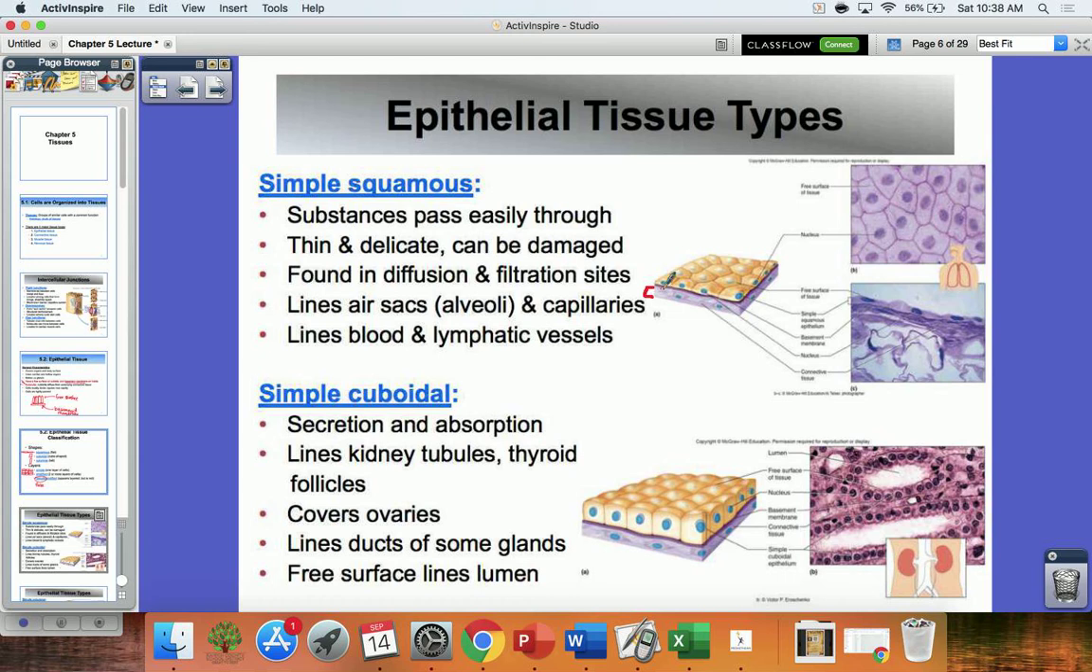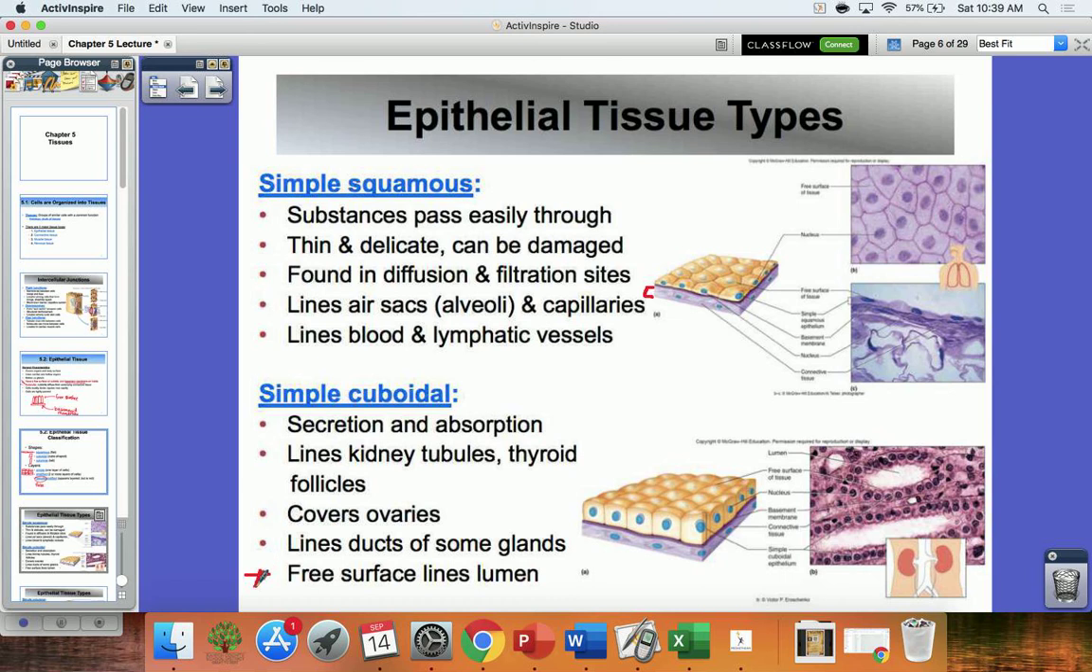Next, we have simple cuboidal. Again, kind of think about what that should look like. Since it's simple cuboidal, it should be one layer of cube-shaped cells. And so this is going to be also thin, but we find this in places like our glands. And it says free surface lines the lumen. That's this last bullet here. So we have our glands, ovaries, kidneys is where we'll find these. But free surface lines the lumen.